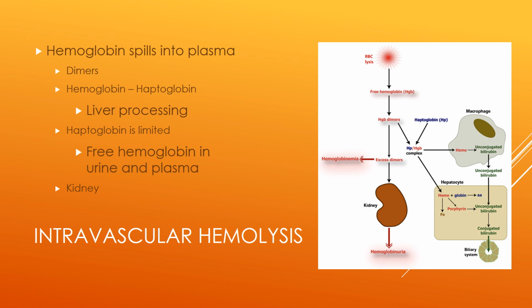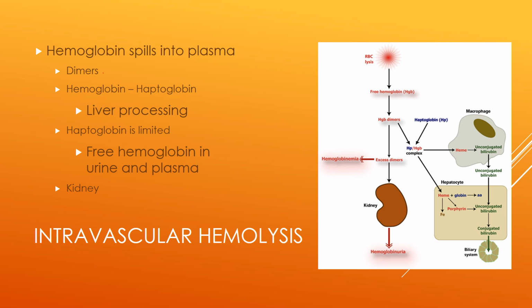So if we look specifically at what happens when hemoglobin spills into the plasma, the damaged red cells are going to release this hemoglobin, really a toxic substance, directly into the plasma. But it doesn't stay that way in the plasma. And it's going to immediately split once it's released into two halves.